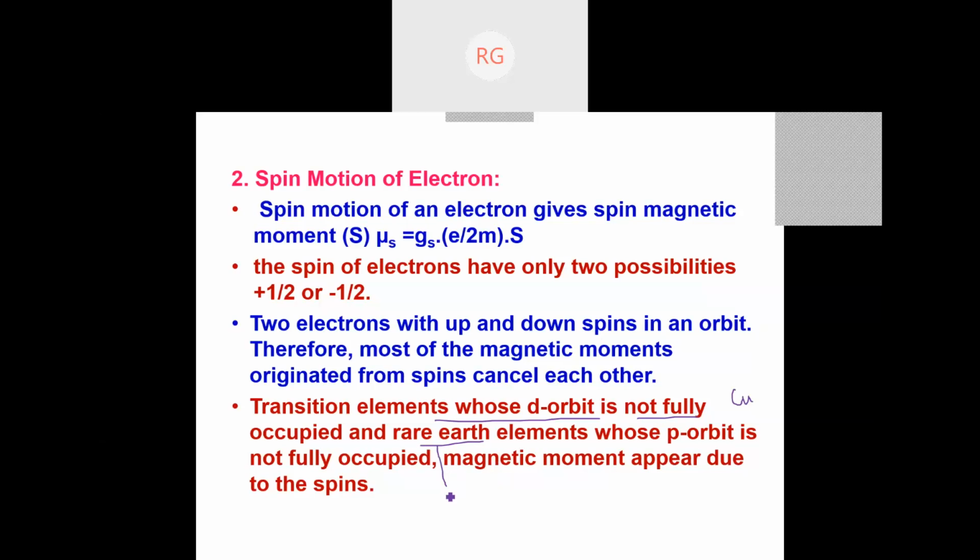And for rare earth elements you can take niobium, or you can take something like europium, or some other, say Nd, etc. So these rare earth elements are having unpaired electrons, and thereby their orbital is not fully occupied. Therefore, the spin magnetic moments are not cancelled by each other, and they have a net spin magnetic moment. And this spin magnetic moment is responsible for giving magnetism.